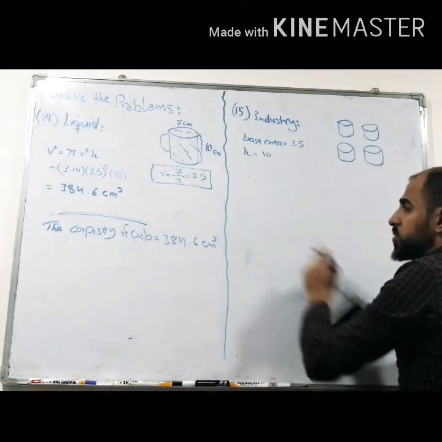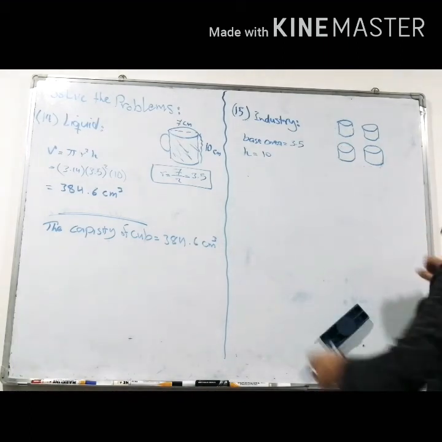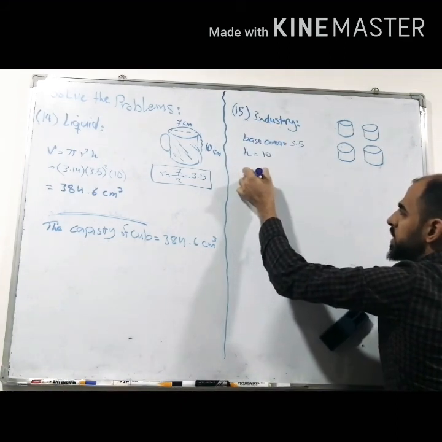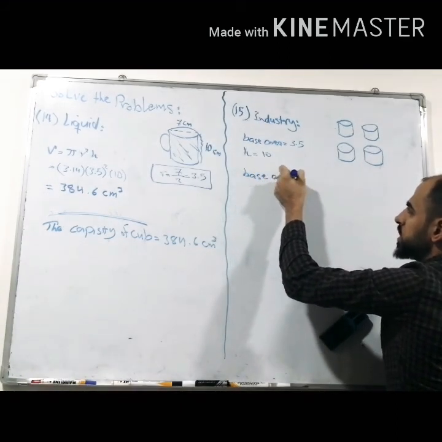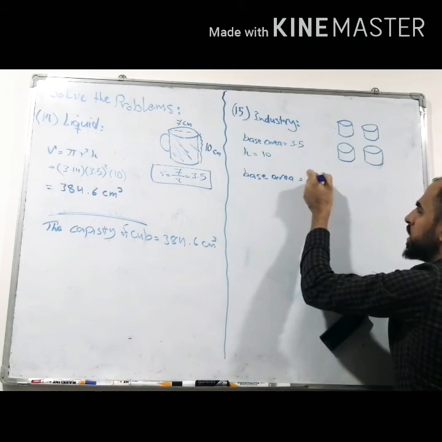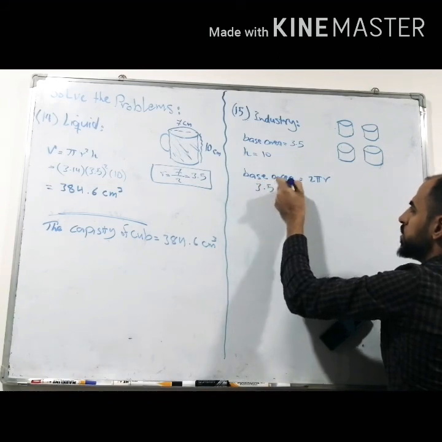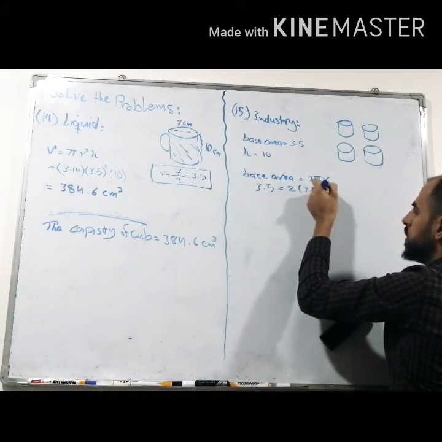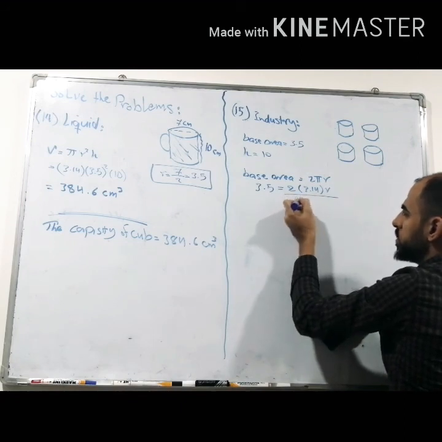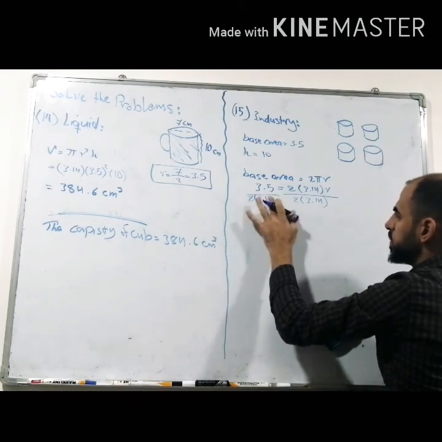But what is the law of the area of the cylinder? The total area of the cylinder is 2 pi r h plus 2 pi r to the power 2. But we don't have r. So from the base area, which is a circle equal to 3.5, we use the law of the circle: 3.5 equals 3.14 by r squared.